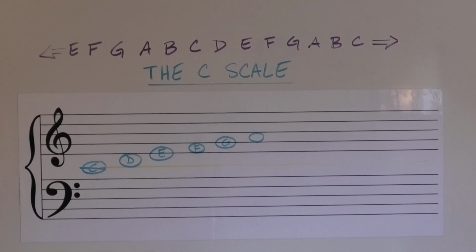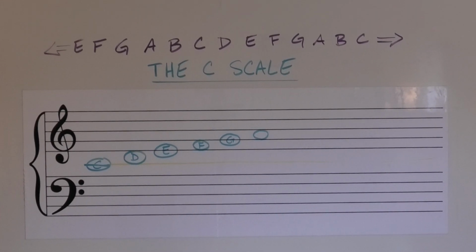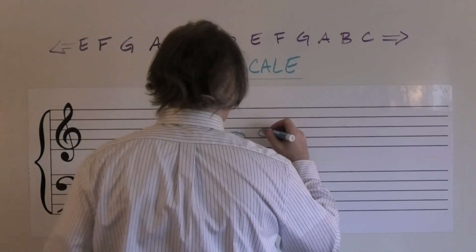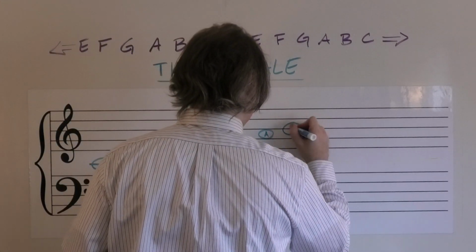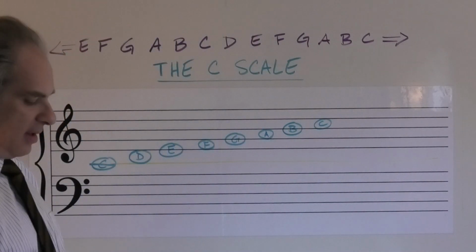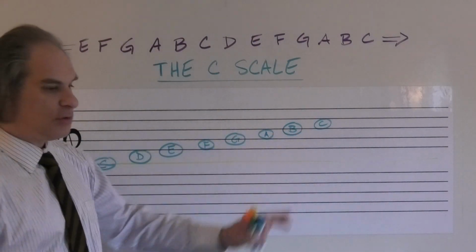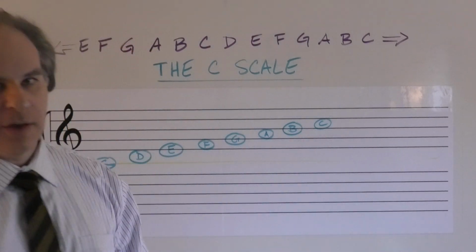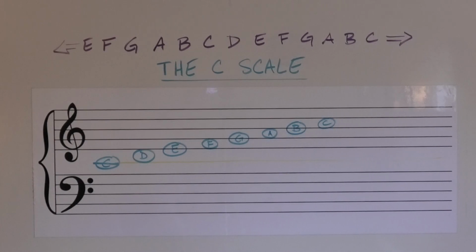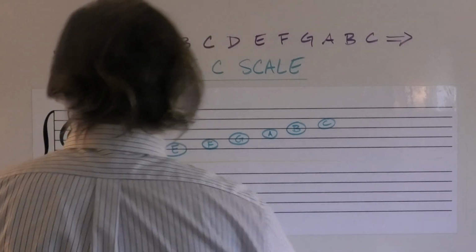So the C scale is C, D, E, F, G, A, B, C. And that's 7 notes plus a C. We don't count the C as an 8th note because we started with the C, so we already have a C.